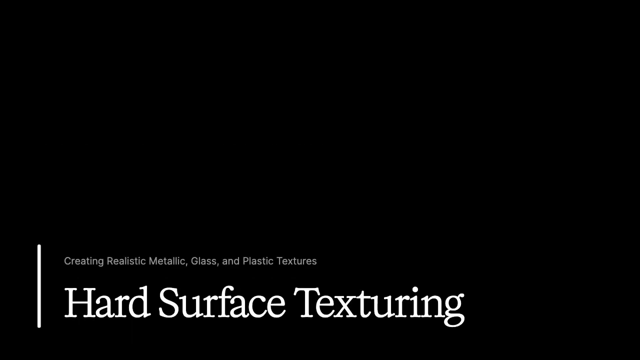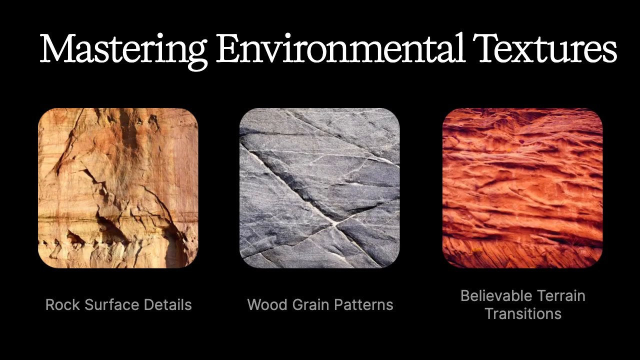Moving on to hard surface texturing, we need to understand how materials like metal, glass, and plastic interact with light in distinctly different ways. Each material has its own set of properties that we need to capture to create convincing results. Environmental textures require special attention to natural variation and weathering effects.